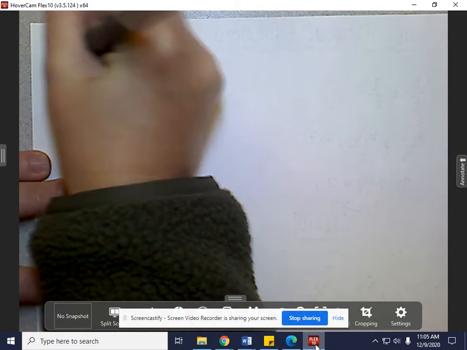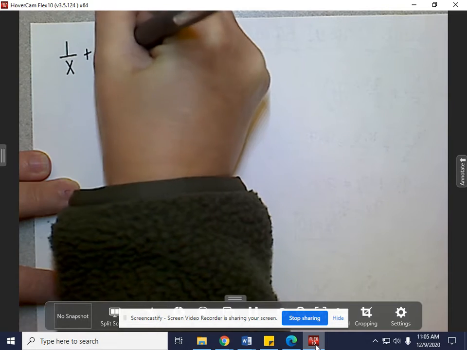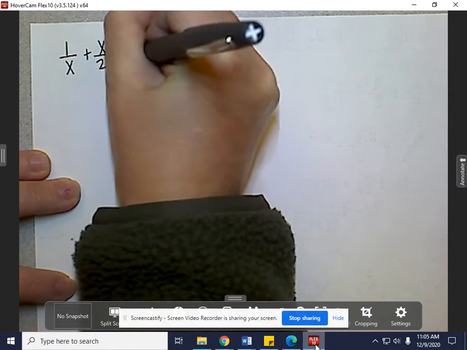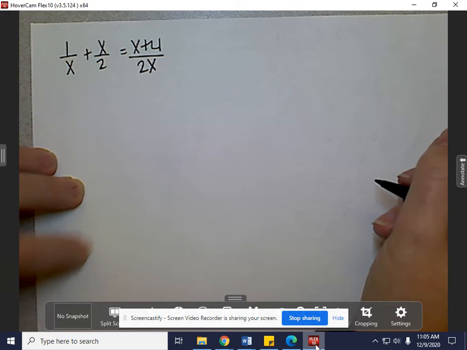Fabulous. So just a few more. Nothing too crazy. So let's try this one. We got 1 over x plus x over 2 equals x plus 4 over 2x. Okay, so that doesn't look too bad.